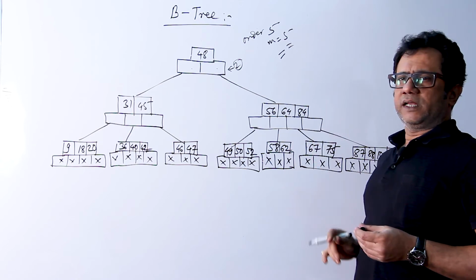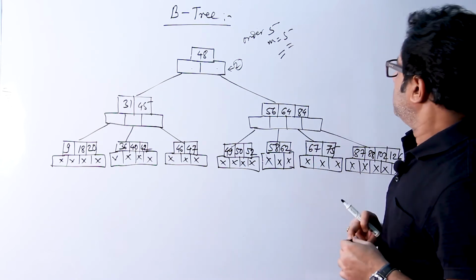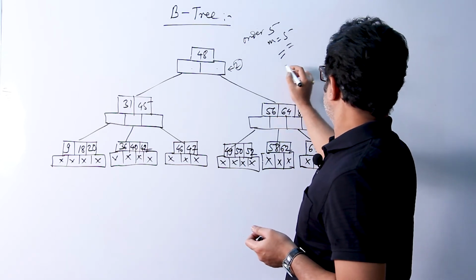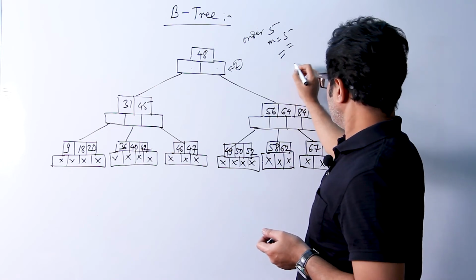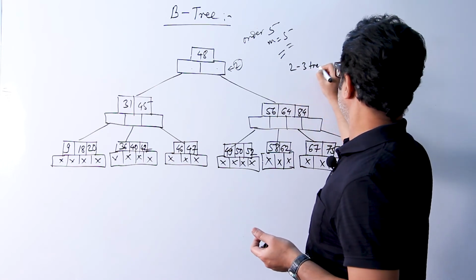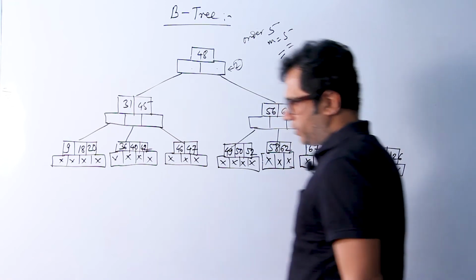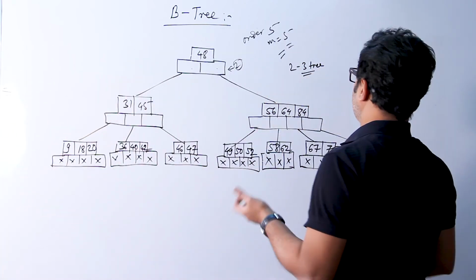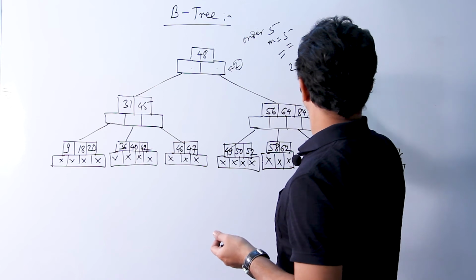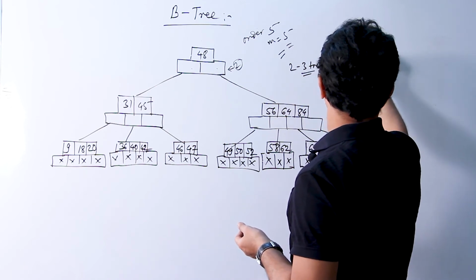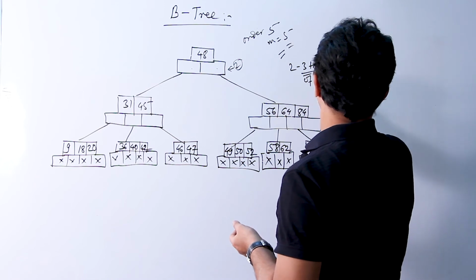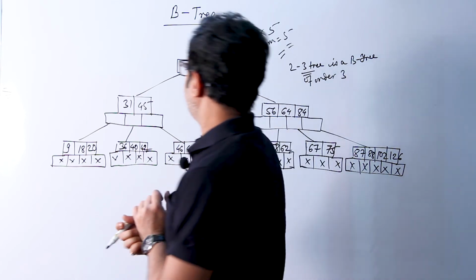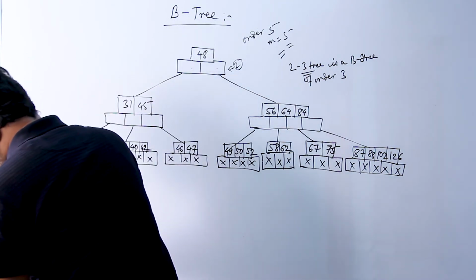One thing to be noted in connection with this explanation is that there is a tree called a 2-3 tree. A 2-3 tree is nothing but a B tree of order 3. So how many child nodes can it have? It can have 2 or 3.